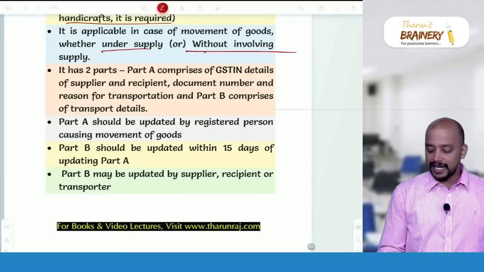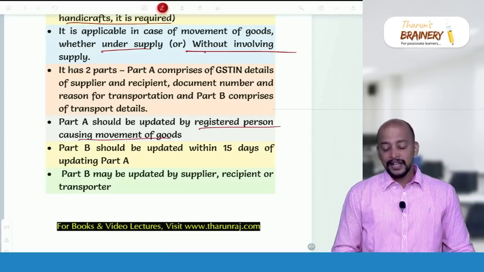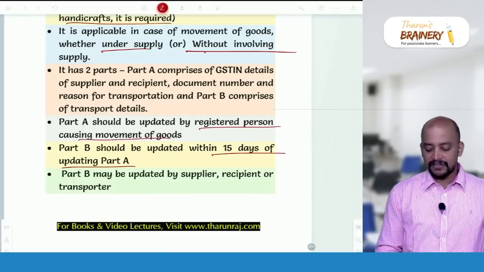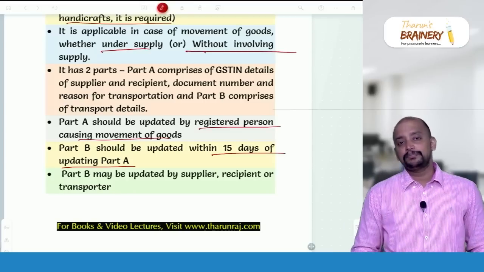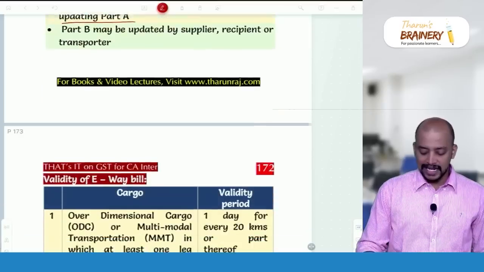Part A should be updated by the registered person causing movement of goods, and part B will be updated within 15 days from the date of updation of part A. And who will update part B? Either the supplier if it is their own vehicle, or the transporter if it is a hired vehicle.